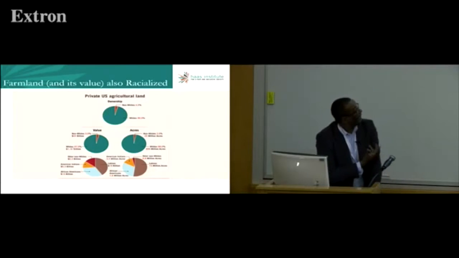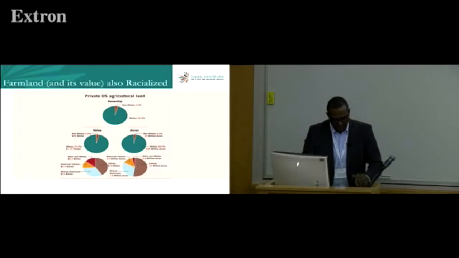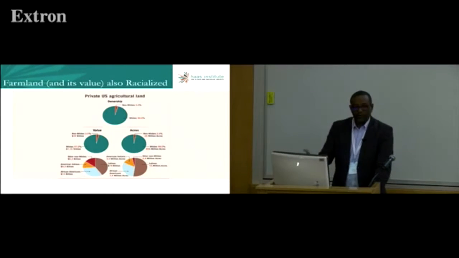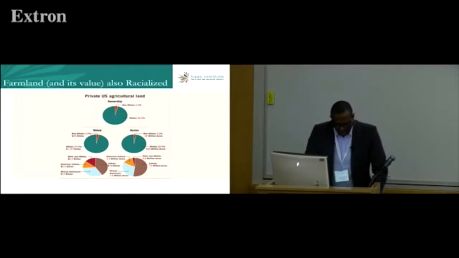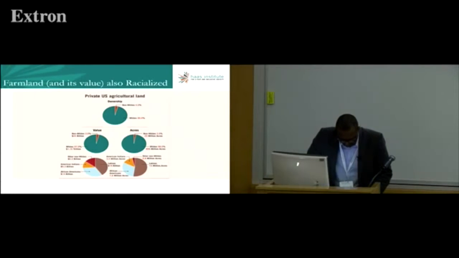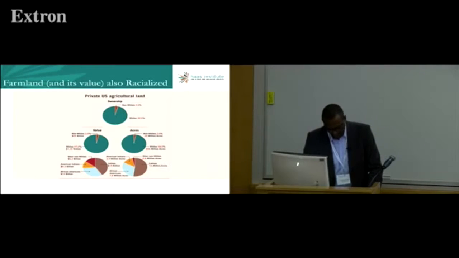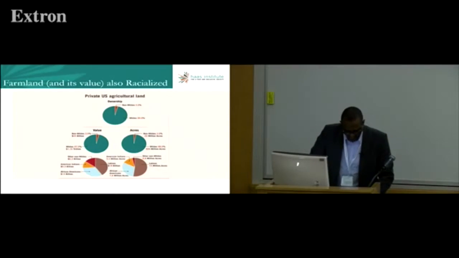But here again, we looked at the farmland in the United States and its value also. We noticed something very similar. We didn't have data about gender, but we're very sure it's extremely racialized. As of 1999, of all private US agricultural land, white people accounted for 96% of the owners, about 3.2 million people. They also accounted for 97% of all agricultural value, about $1.16 trillion, and 98% of the acres of that land.